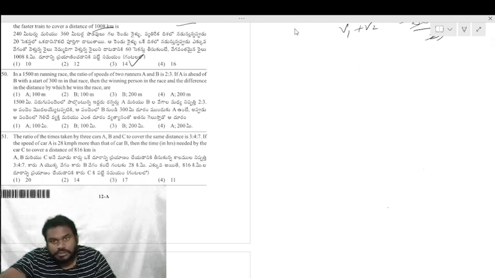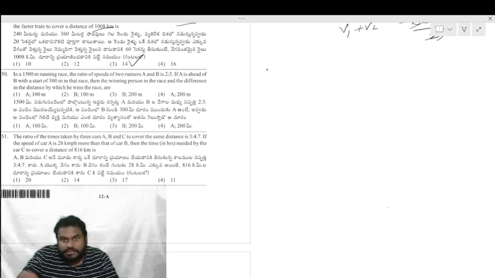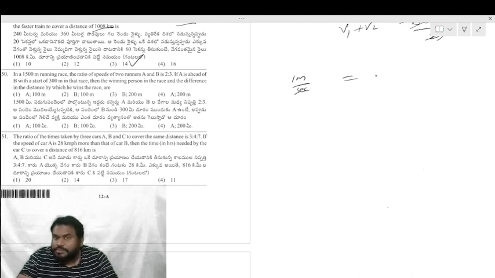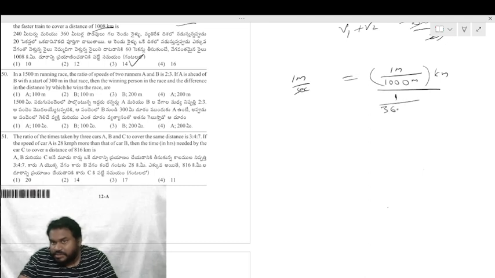Or else, what is the rule for converting? 1 meter per second into kilometer per hour. 1 meter will be converted into kilometer by dividing with 1000. So now it is becoming kilometer, divided by 1 second, which will be divided into 3600, and it will become hours. So 1 meter per second equals how many kilometer per hour? If we solve this, we'll get 36 by kilometer.